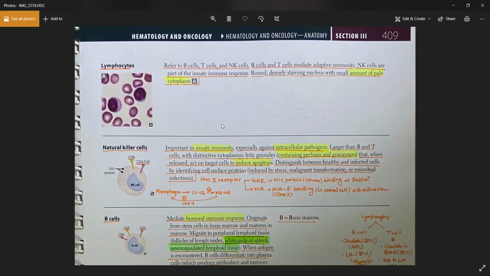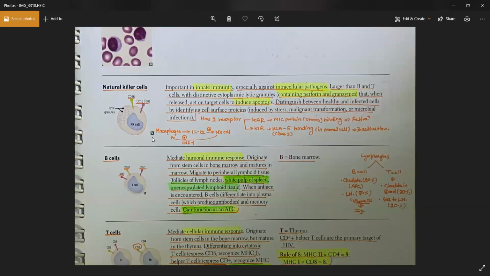And they have a very large nucleus and a very small amount of pale cytoplasm, as you can see. A very large nucleus and a small amount of cytoplasm. These are the hallmark features of lymphocytes. So first let's talk about these NK cells or the natural killer cells.